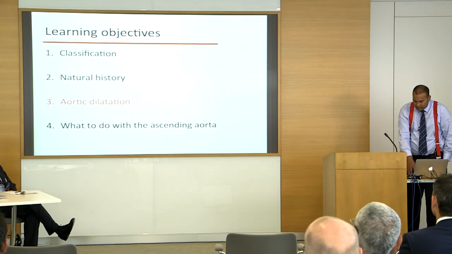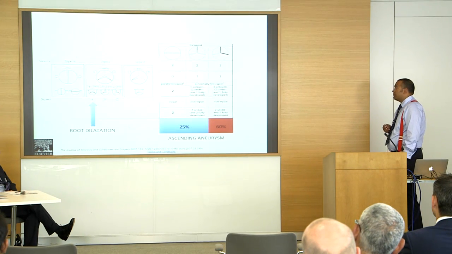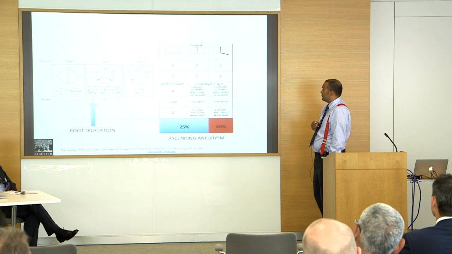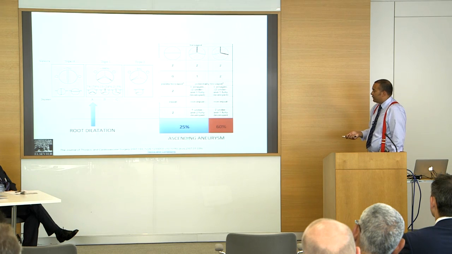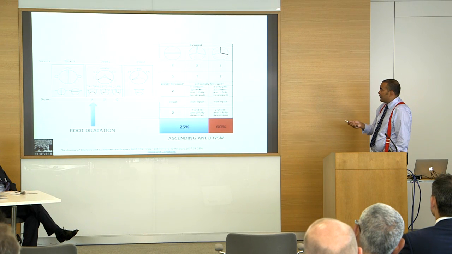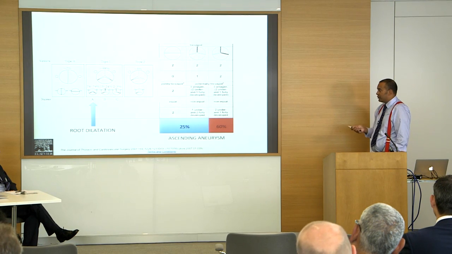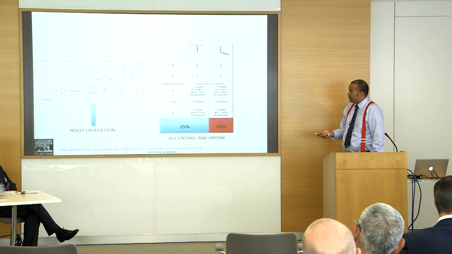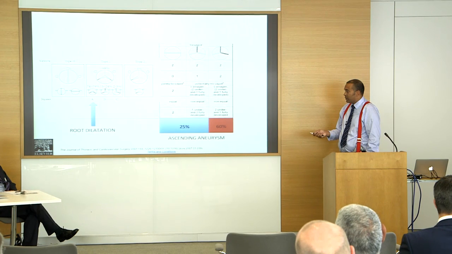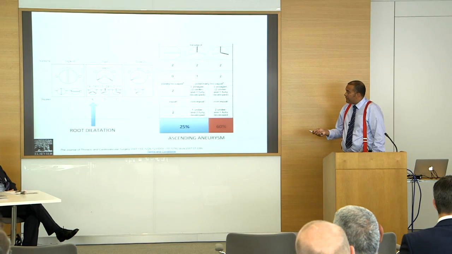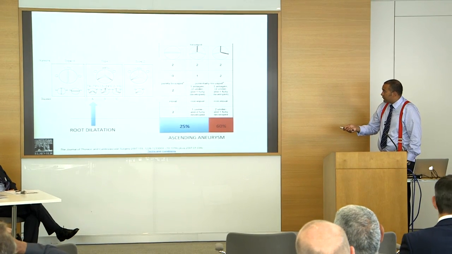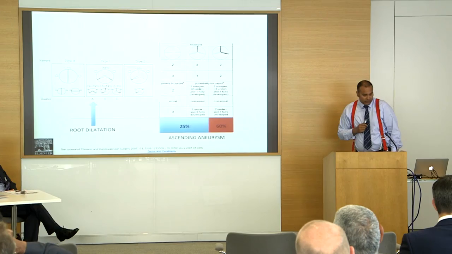So aortic dilatation, is it the same for all the different categories of bicuspid valve? No, it isn't. For ascending aneurysms, it's the type 2 valves which have the highest incidence of ascending aortic aneurysm. 60% of those will have an associated ascending aneurysm, compared with 25% of the other group. And root dilatation tends to occur in the type 1 LR, the most common morphology of bicuspid valve.